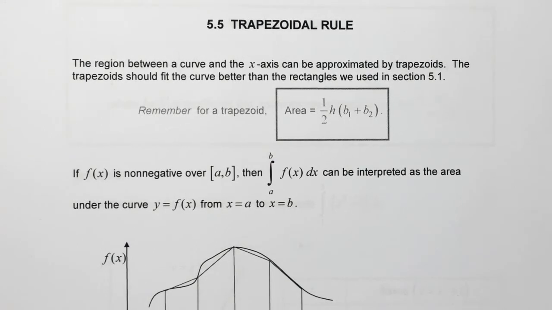Section 5.5, Trapezoidal Rule. At the beginning of Unit 5, we focused a lot on rectangles and using them to find the area under the curve. In 5.5, we cycle back to that idea, but instead of using rectangles, we're going to use trapezoids. The region between a curve and the x-axis can be approximated by trapezoids. The trapezoid should fit the curve better than the rectangles that we used in 5.1. So these areas will be a lot more accurate than the areas that we found in 5.1.